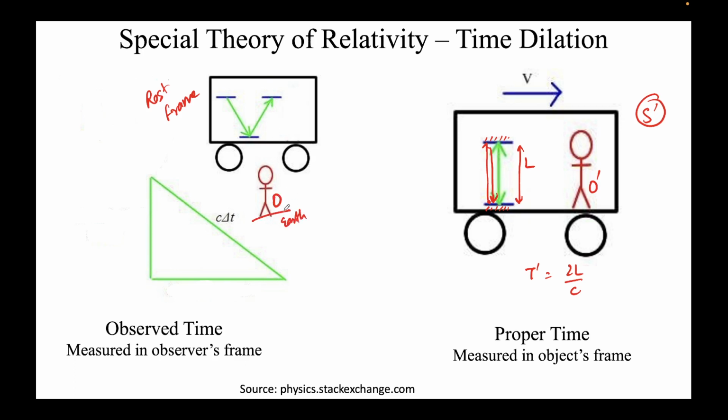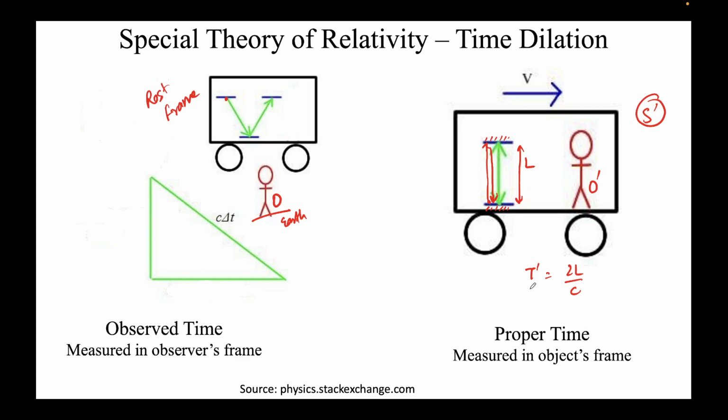What's happening? This observer will also observe the same motion, but it will see that the photon does not go in the vertical direction. It will also translate. Why? Because this mirror itself is moving at a speed v. So this observer will measure an extended time, a slightly longer time, and this concept is known as time dilation.